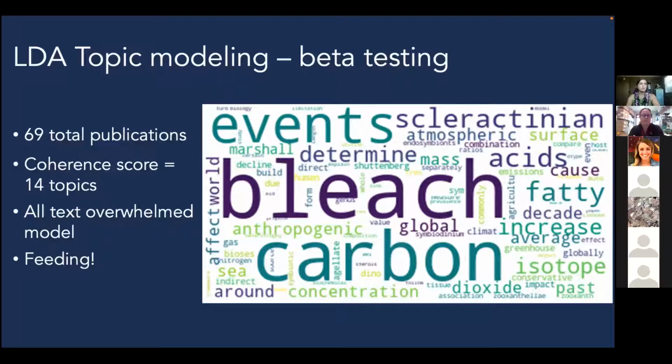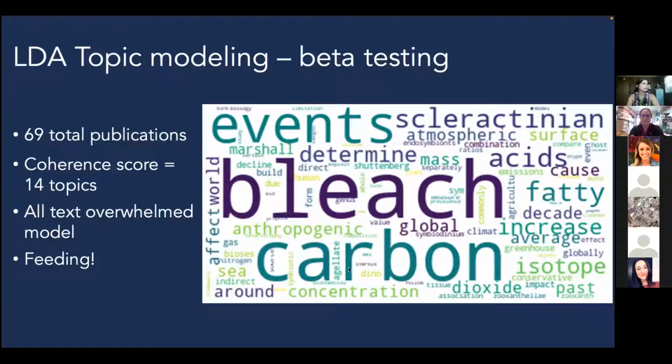I created this word cloud here. So here we're seeing the 100 most common words within the data set, and the size directly relates to how often it occurs. The bigger it is, the more you see it. The color scheme doesn't have any association; it's just a nice, pretty visualization. Bleach, overwhelmingly, was the most frequently occurring word, which makes sense. Bleaching is a big deal. We also see carbon, that's the main source of energy.